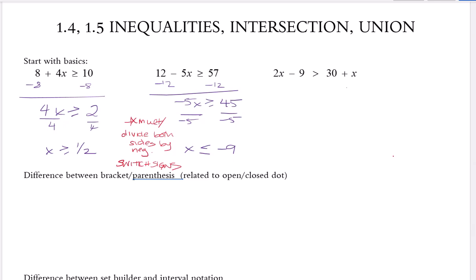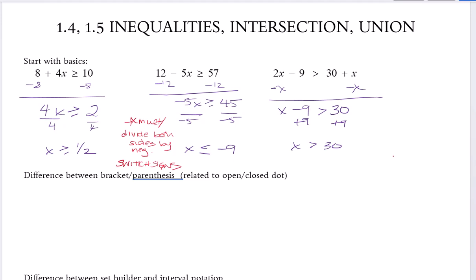So again, I always go in the direction where I'm going to have a positive x if I can. So we still have the negative 9. Don't forget to carry down the sign. And this is going to be x, and this is going to be 30. And then we're going to add 9 to both sides. So we have x is greater than 30.